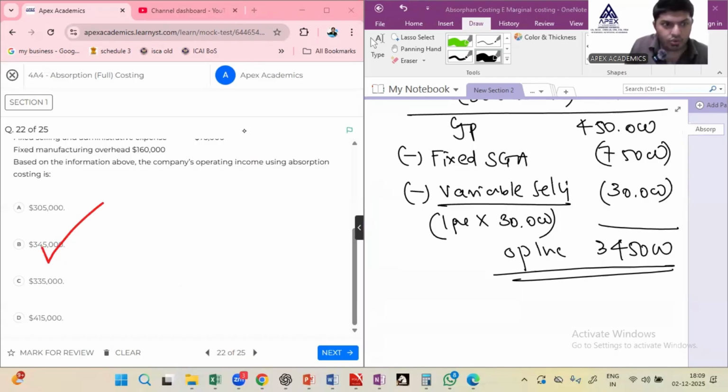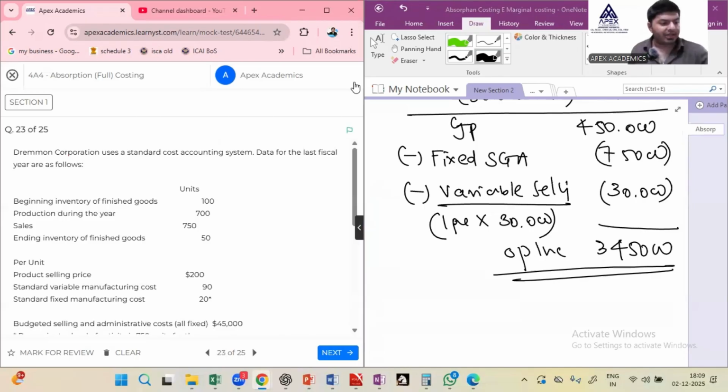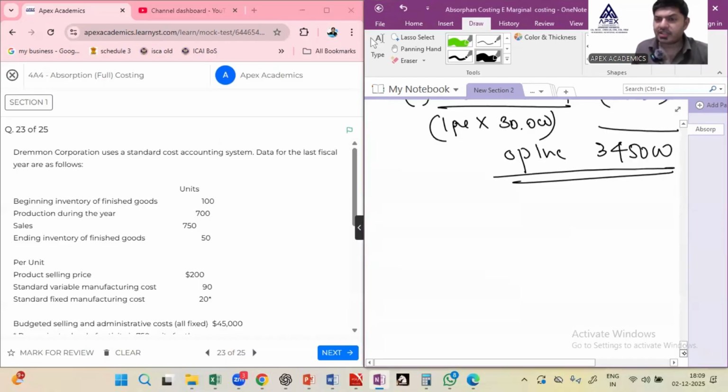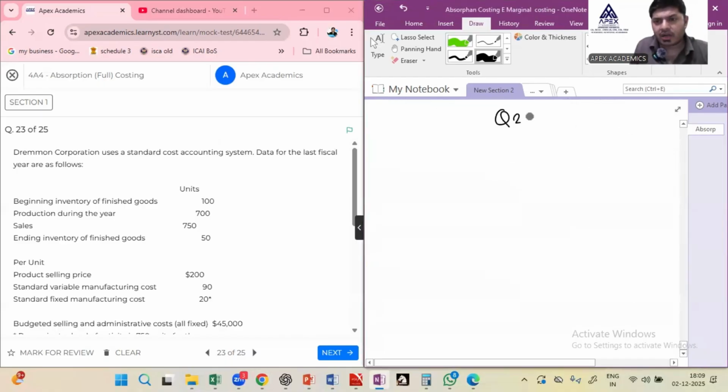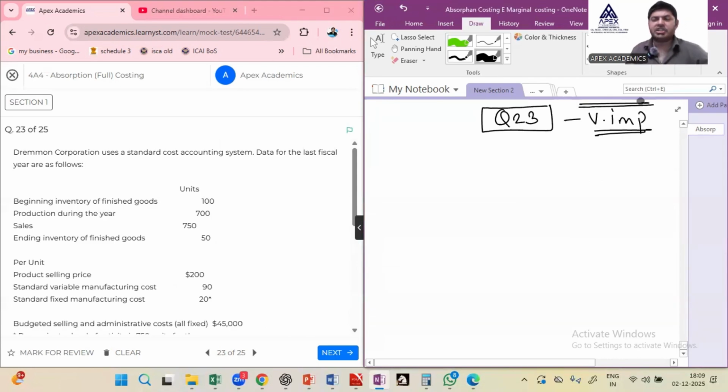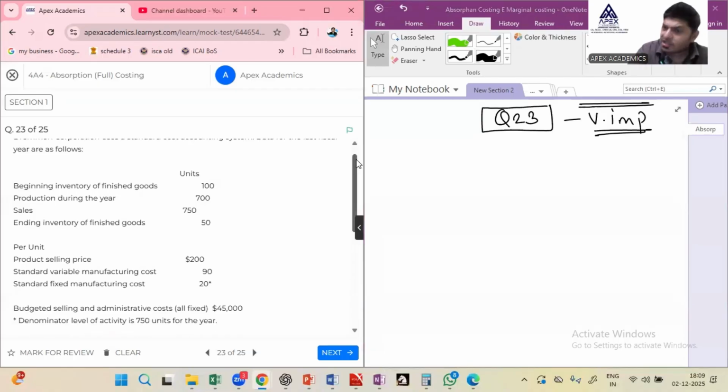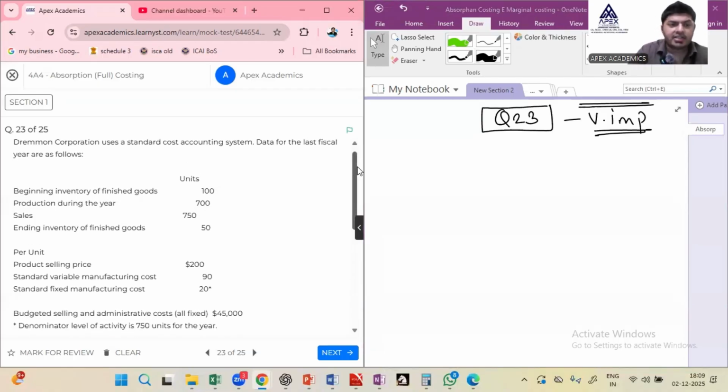We now go to question number 23. Question number 23 is to be marked as an ultra important question because this has the elements of over absorption and under absorption. I mark this as a very, very important question, and I would like to dedicate extra time to its discussion. Dreaman Corporation uses a standard cost accounting system. During the last fiscal year, the data is given to you.